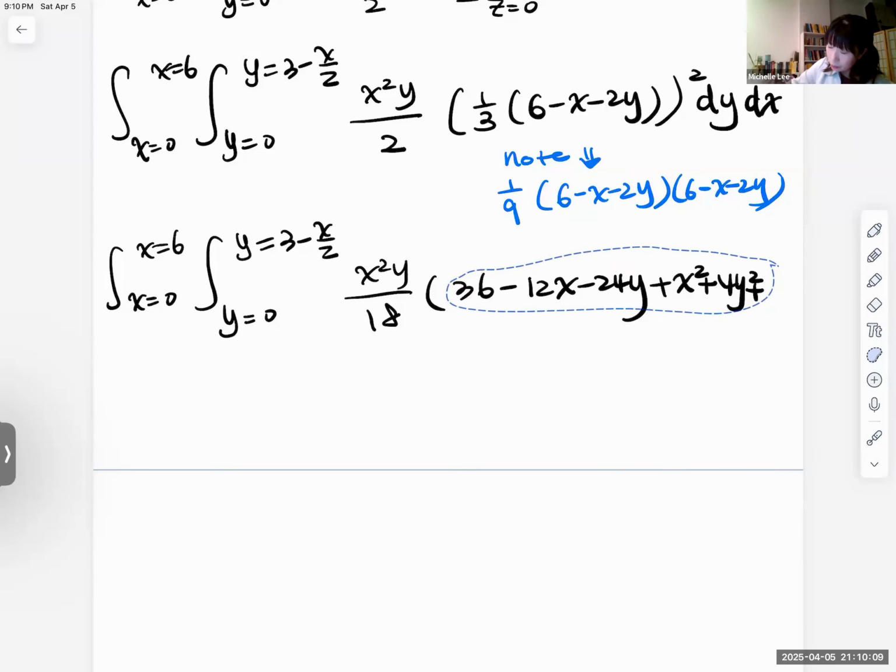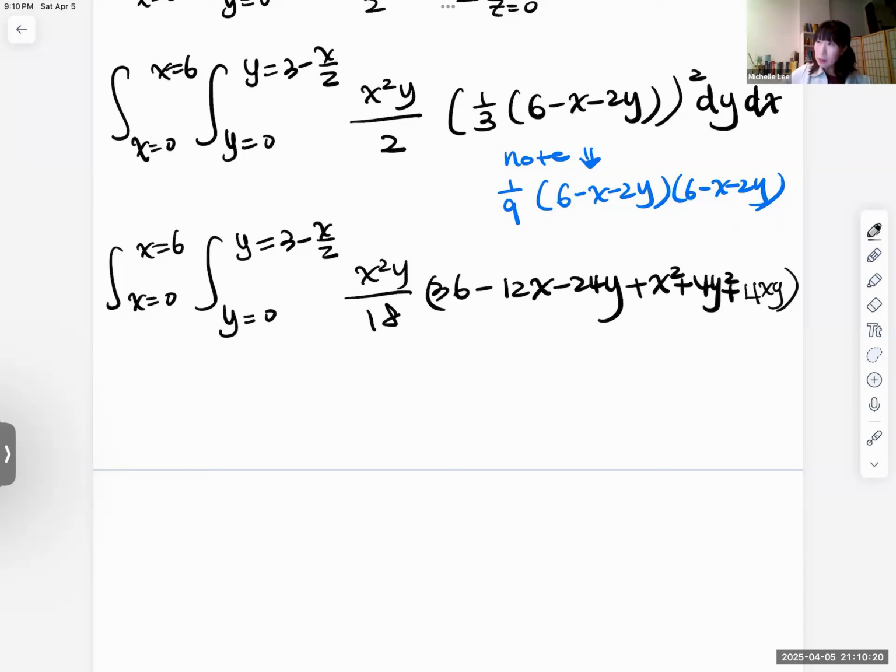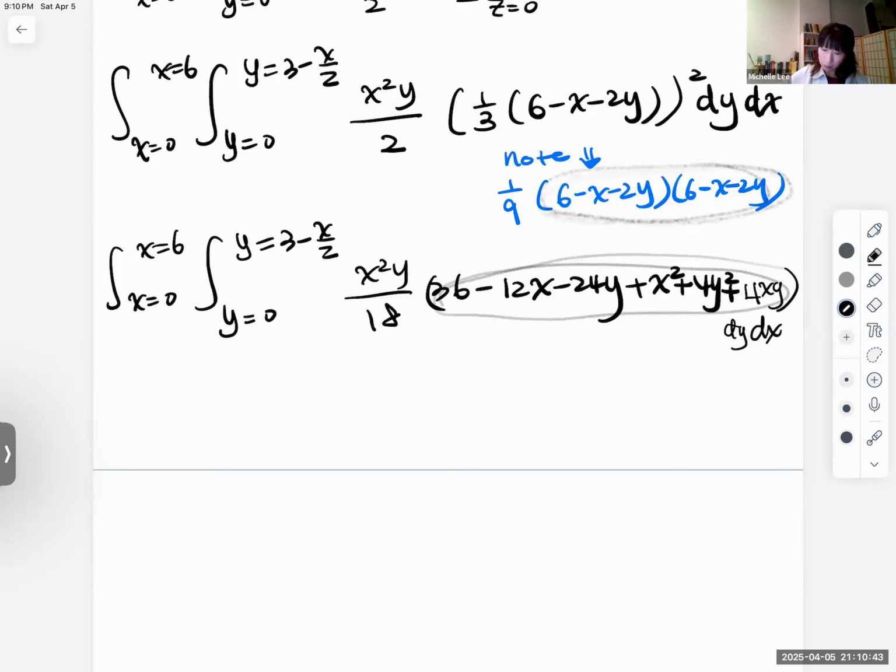Okay, plus 4xy. Then we have to make a dy dx. Yeah, so this one will be here.